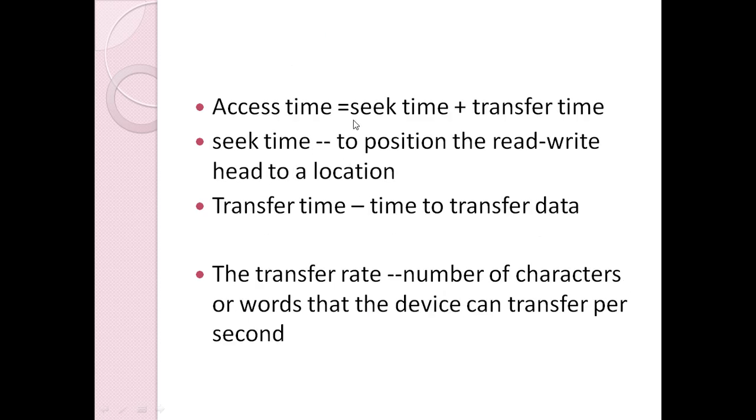So access time is defined as seek time plus transfer time. Seek time is the time to position the read write head to the particular location from where we want to read the data or write the data. And transfer time is the time to transfer data or a block of data. Transfer rate is the number of characters or words that the device can transfer per unit of time. The number of words or characters that can be transferred per second is called transfer rate.